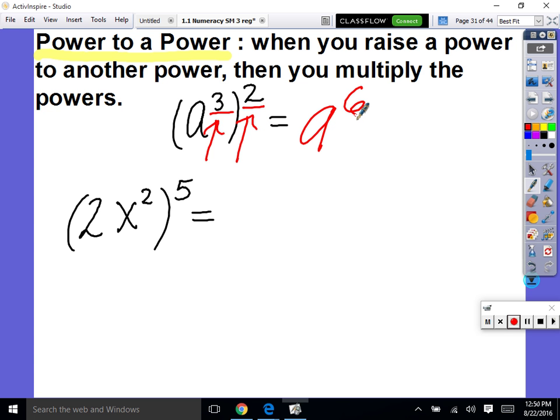Hey, let me sing the song for you. This is only for properties of exponents. It goes like this. When you multiply, you add. When you divide, then you subtract. Raise a power to a power and you multiply.